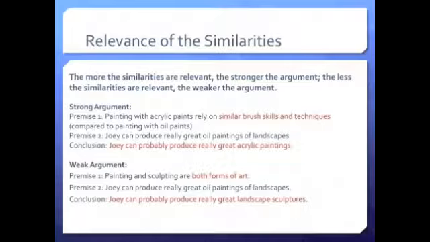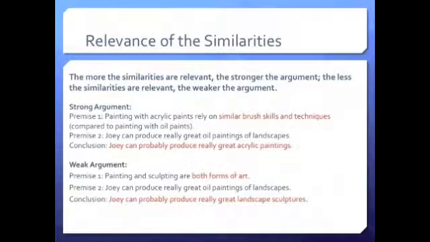Now consider the strong argument. Premise 1 states that painting with acrylic paints and painting with oil paints rely on similar brush skills and techniques. Now having similar brush skills and techniques is actually very relevant to the conclusion that Joey can probably produce really great acrylic paintings. The reason for this is because the similarities of having similar brush skills and techniques help the two categories of painting with acrylics and painting with oil paints overlap, such that another property, the ability to paint great paintings of these kinds, can be applied to both of the things being compared.